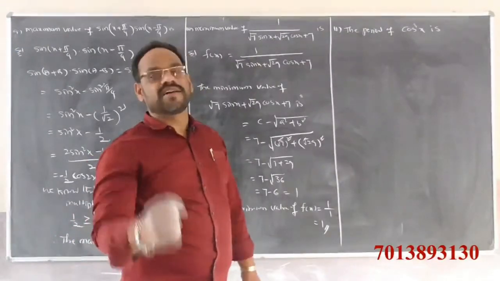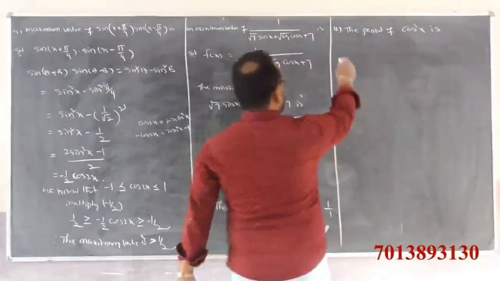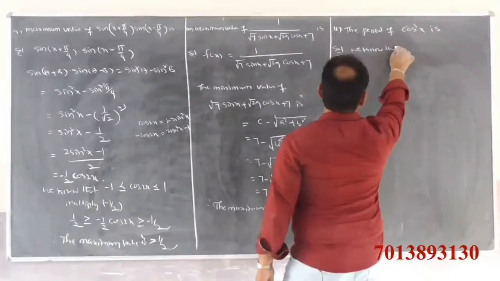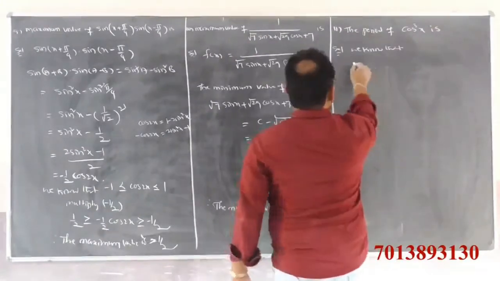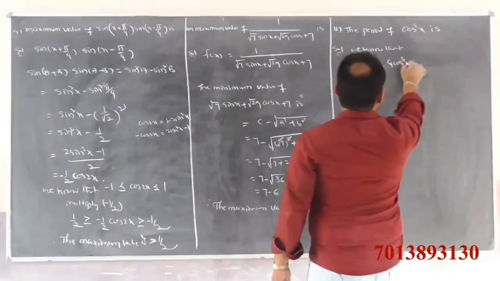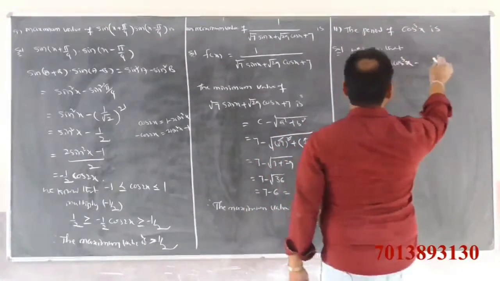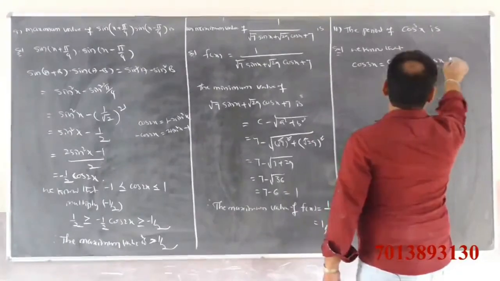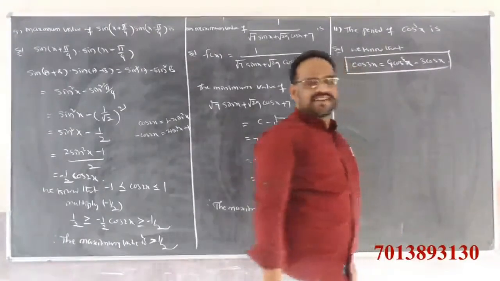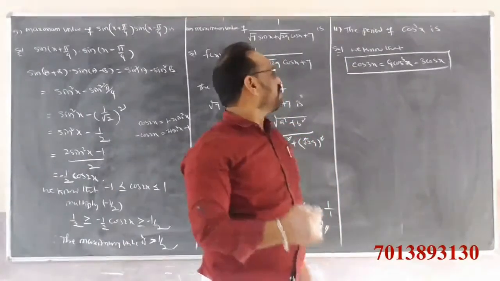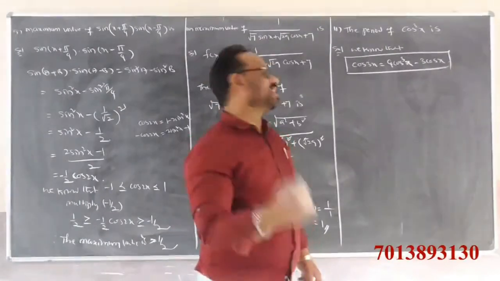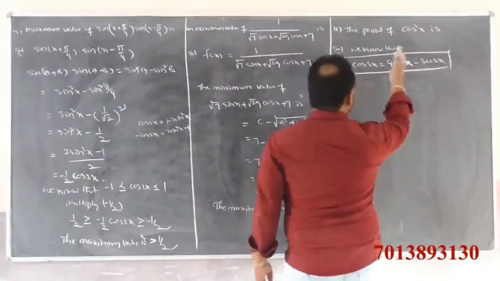We want the period of cos cube x. Already we know that solution. We know that cos 3x is equal to 4 cos cube x minus 3 cos x. Already we know that identity. Cos 3x is equal to 4 cos cube x minus 3 cos x. So we want the cos cube x.